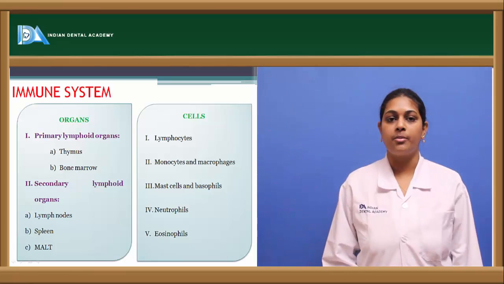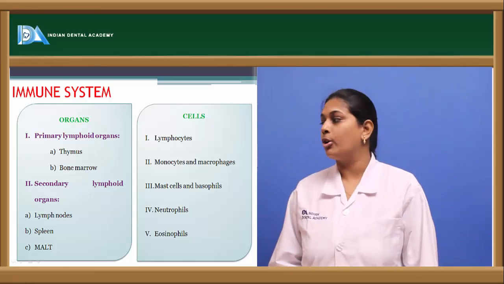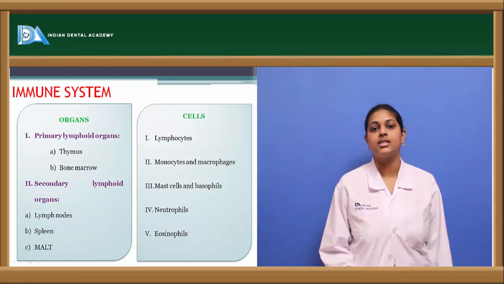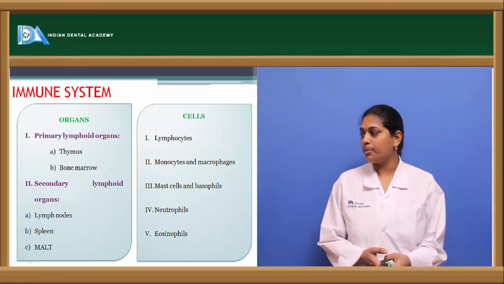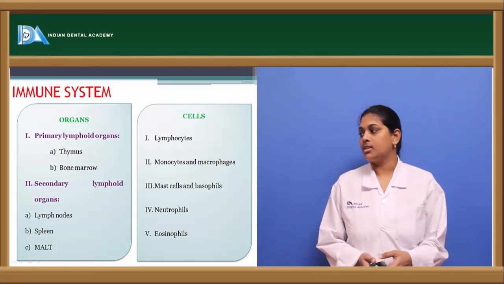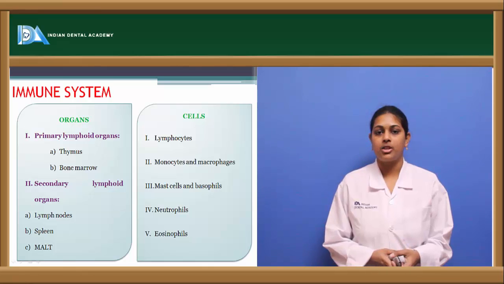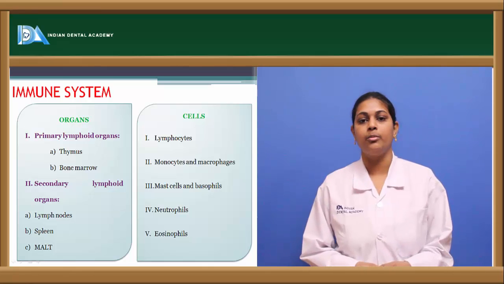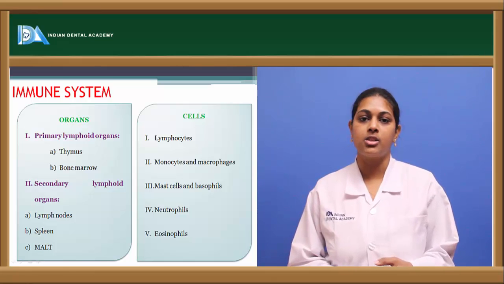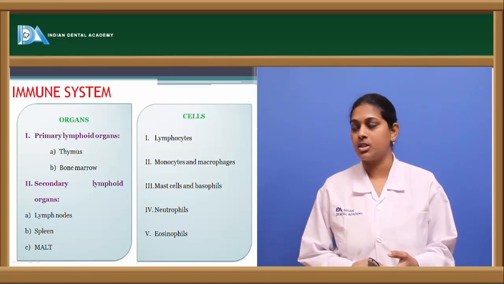Coming to the immune system, it comprises certain organs as well as cells. The organs could be primary lymphoid organs or secondary lymphoid organs, whereas the cells are various other cells. Coming to the primary lymphoid organ, the thymus is one of the largest organs present in the body. The thymus is involved in activating the immune system by creating an inductive environment for T cells to differentiate and develop. This is the function of the thymus in the immune system.